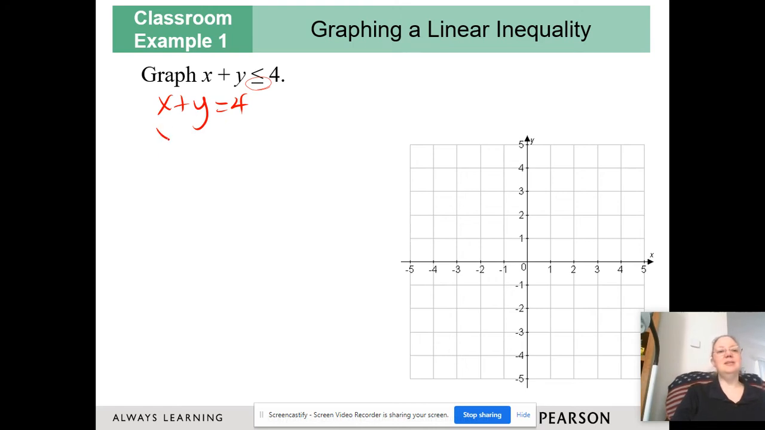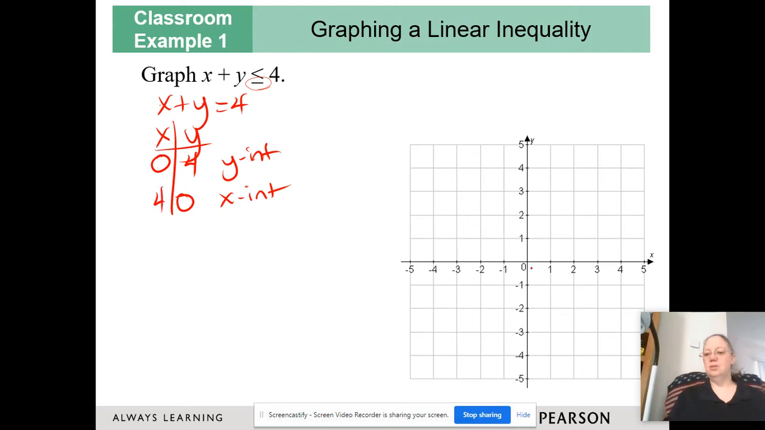This is in standard form, so the easiest way to graph is to plug in 0 to find the y-intercept and the x-intercept. We plug in 0 for x, and we get y is equal to 4. We plug in 0 for y, and we get x equals 4. So here are my 2 points. When I draw my boundary line, you do have to check to see if there's an equal to. If it's equal to, then we draw the boundary as a solid line.